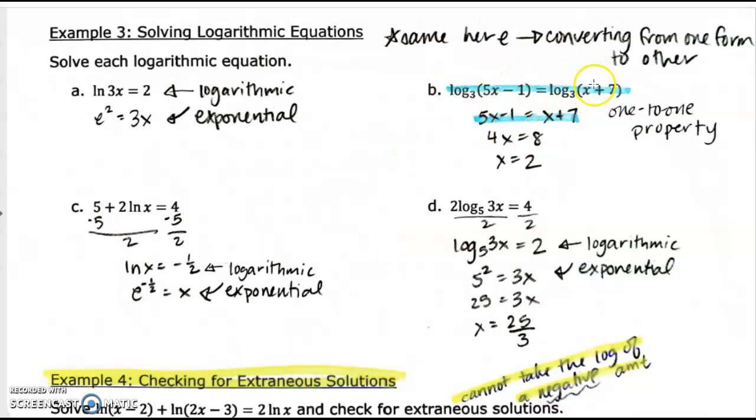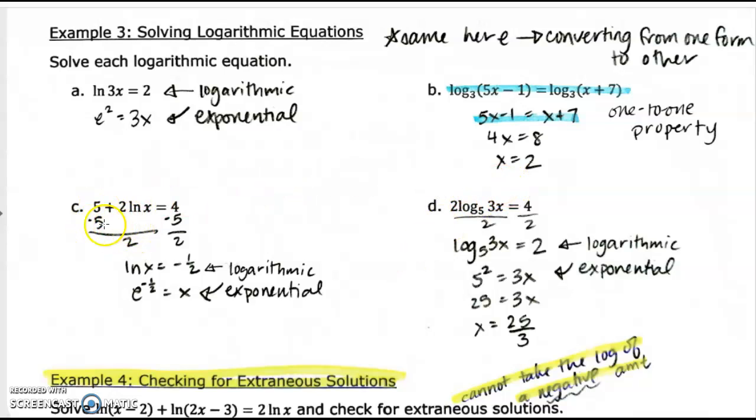In this one, we don't have to convert. It's a 1-to-1 property. We have matching logarithms on both sides, so I can just drop them and then set what I'm taking the log of equal to each other and then solve that equation. So that one's pretty simple.